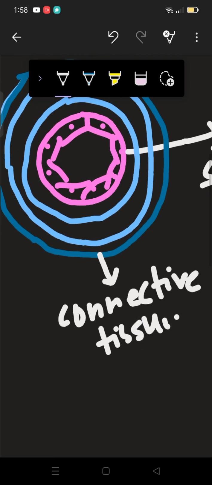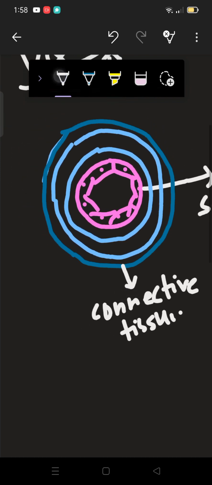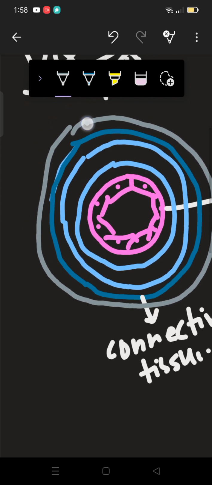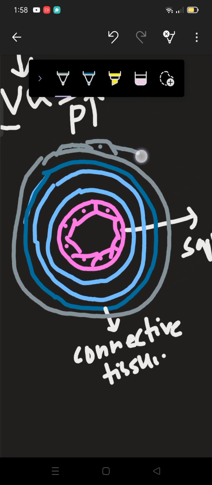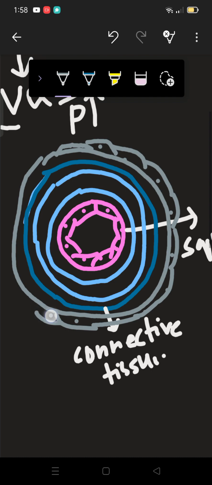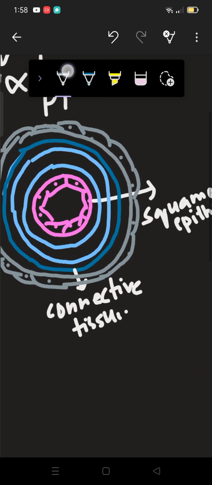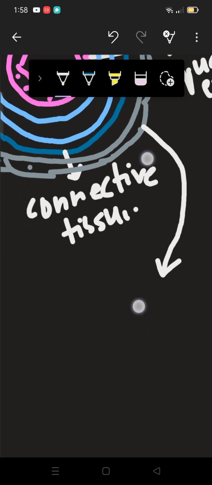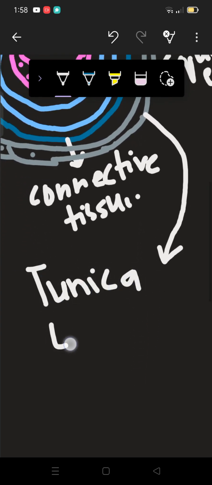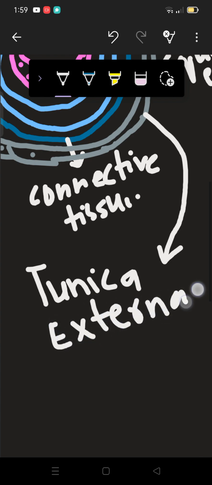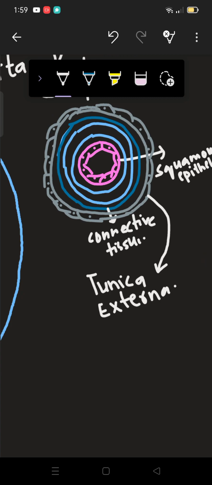Connective tissue. Then again we have a layer of smooth muscles, and that is known as tunica externa. It is a layer which has cells, and this membrane is known as tunica externa, because this is the external membrane. The inside membrane is known as tunica media.